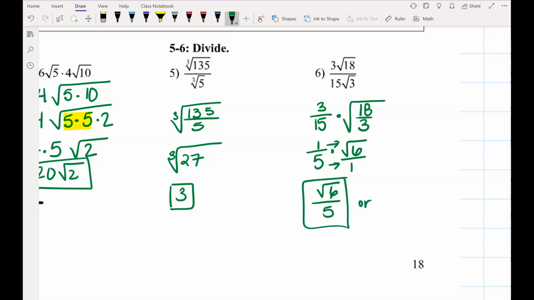Now, if you wanted to, you can even write 1/5 times square root of 6. But that's kind of uglier, so normally we don't prefer that. So we prefer this one right here. It's still correct, it's just not as pretty. So final answer is square root of 6 over 5.